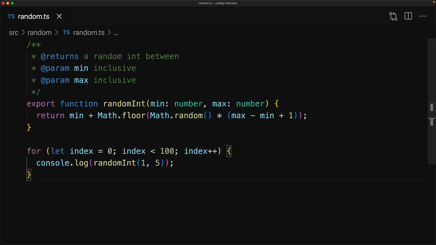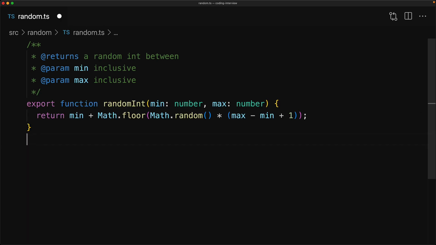Now I know that there is a lot to take in, so let's do a quick recap. We take Math.random and scale it into a number of buckets which we've determined to be max minus min plus 1. We floor it down to the integer with Math.floor, and finally scale it from the bottom by adding min.